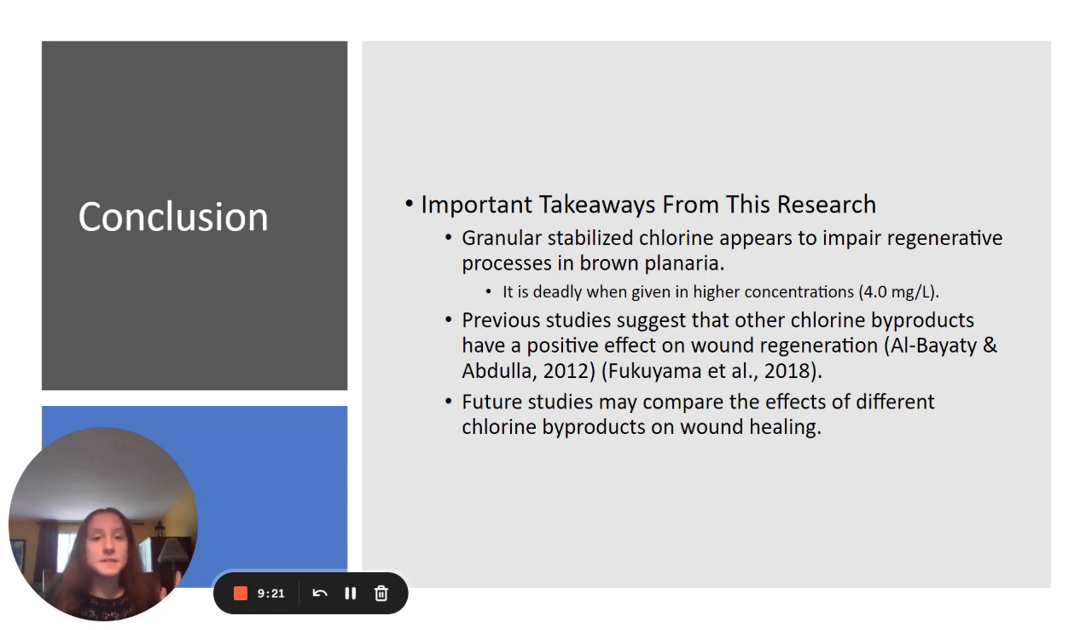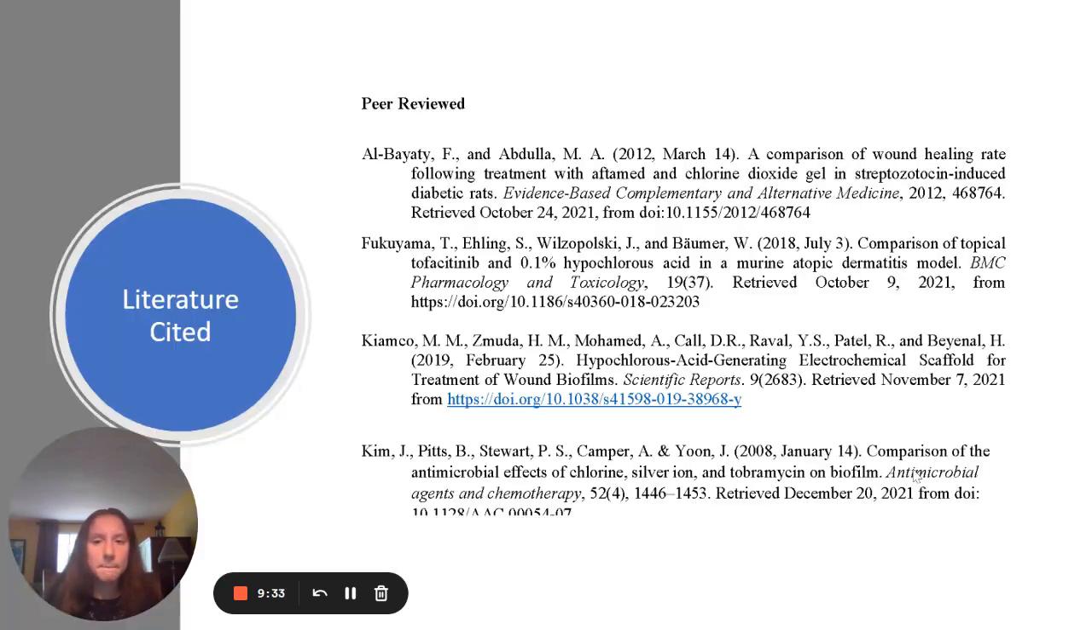Some important takeaways from my research include that granular stabilized chlorine appears to impair the regenerative processes in brown planaria, and it's deadly when given in higher concentrations. And previous studies suggest that other chlorine byproducts have a positive effect on wound regeneration, and future studies may compare the effects of different chlorine byproducts on wound healing.